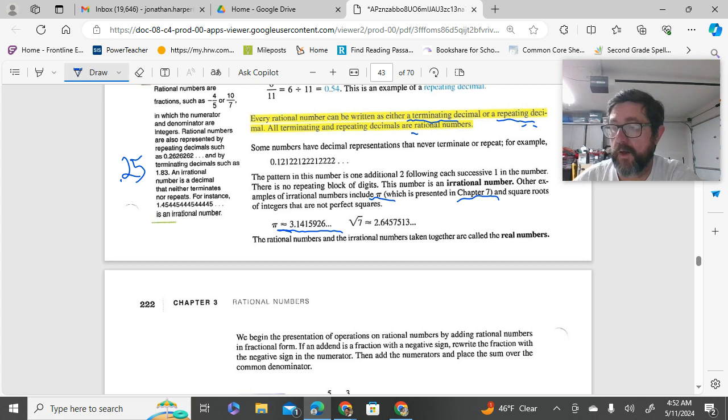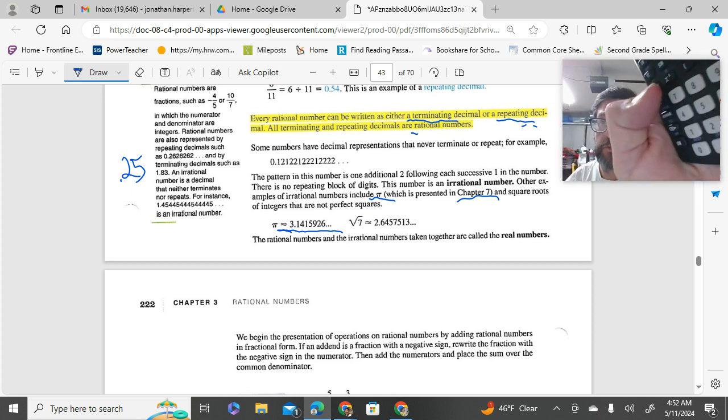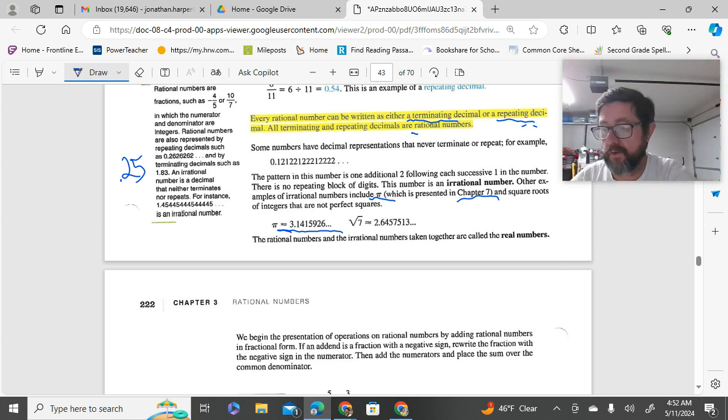Now, if you took, we'll hit second and then the caret button or the up arrow right here, and we'll enter 16. And maybe that's not going to give me it. Well, 16 is a perfect square, so it should.